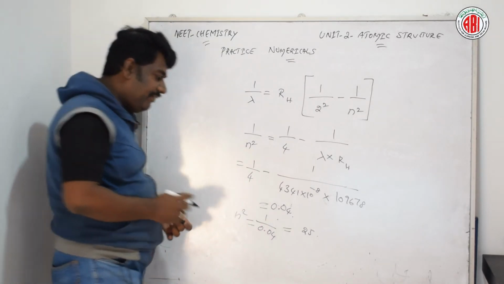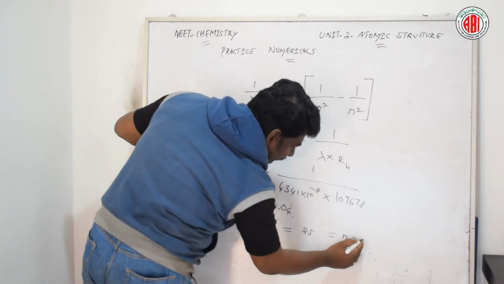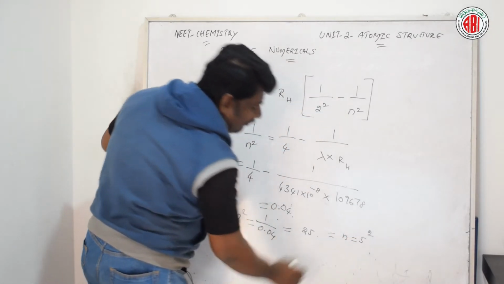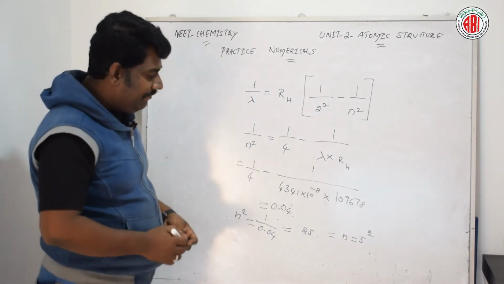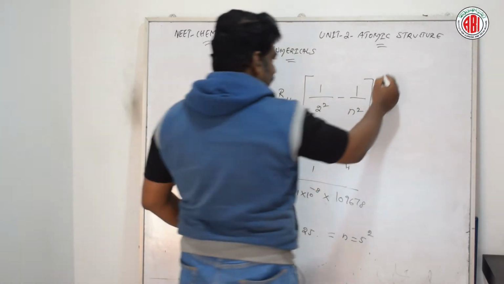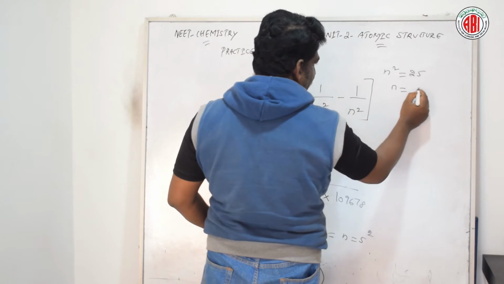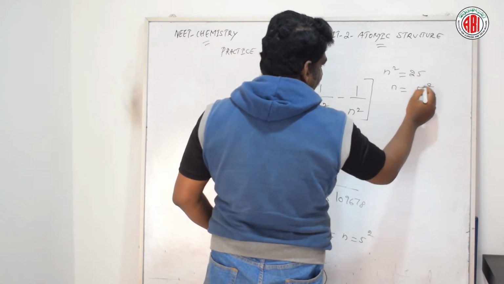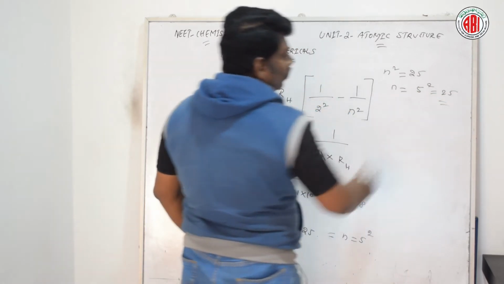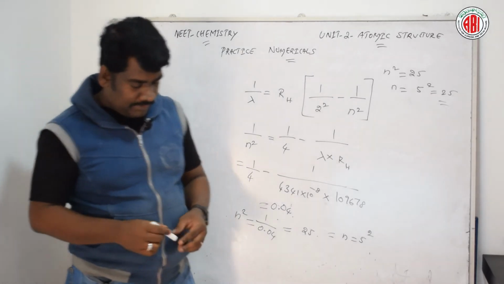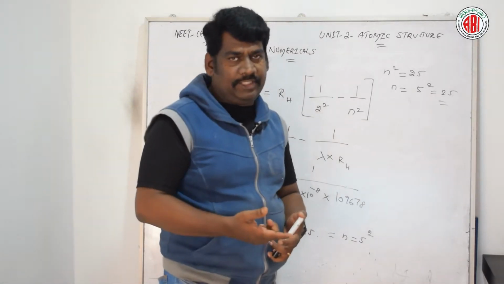Then what is the value of n? n is nothing but 5, because 5 squared is 25. So this way we can solve this problem. n square is equal to 25, and n is equal to 5, since 5 squared is 25. So this way we can solve this problem. Let us go for the next question.